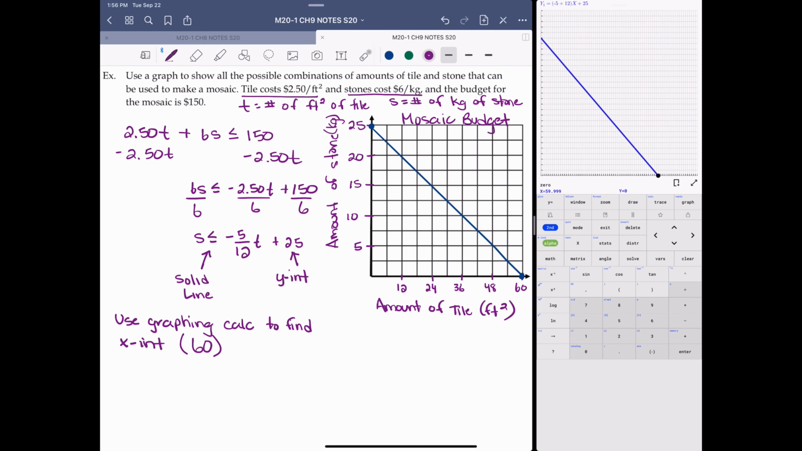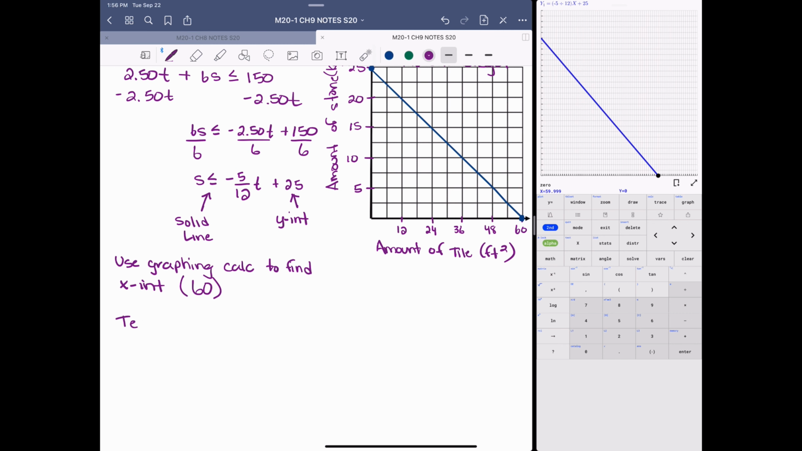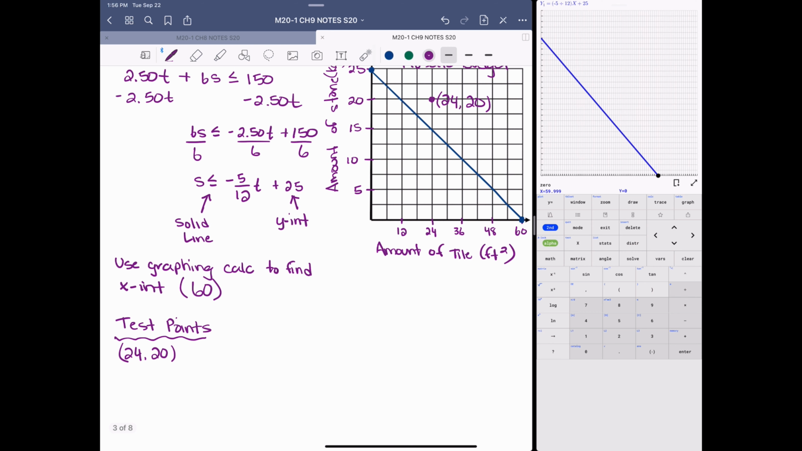Next step would be to pick a test point on each side of our line and check it with the inequality. So let's do that. I'm going to pick 24, 20 as my point above the line. Let's test that. I'm going to plug it into the original version of my inequality, but it doesn't actually matter which one you use.